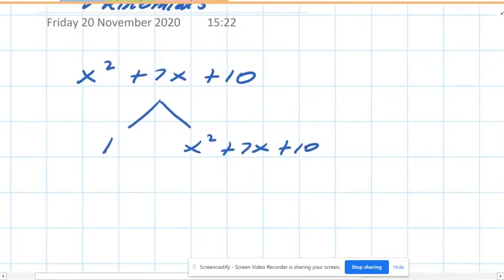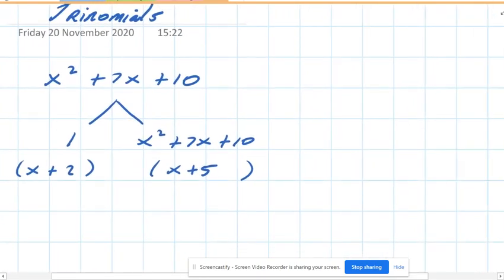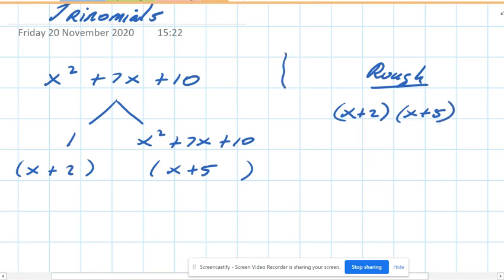And it turns out that, again, if you have two brackets, I'm going to show you the answer first, then I'll show you how I got it. So x plus 2 multiplied by x plus 5 actually works. Now, how do I know that? We can do rough work over here and show you how it works out. So in rough work, we have x plus 2 by x plus 5. Let's multiply out those brackets and see what happens.